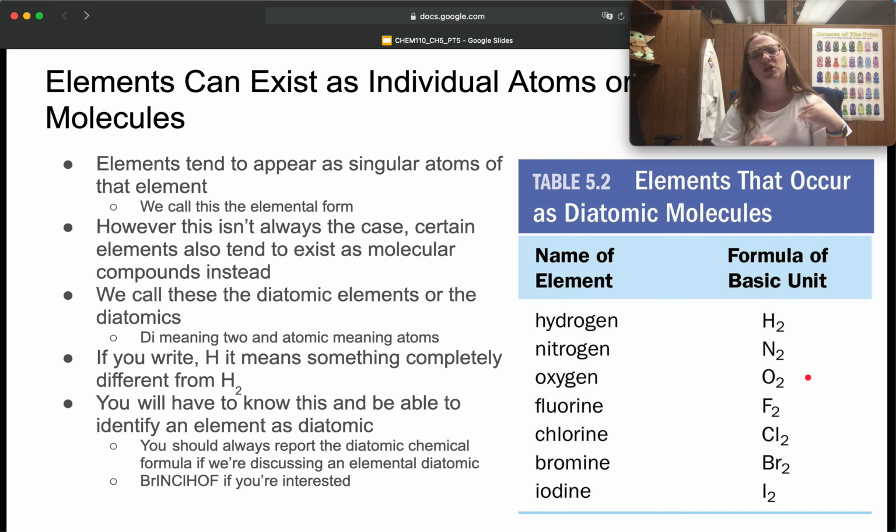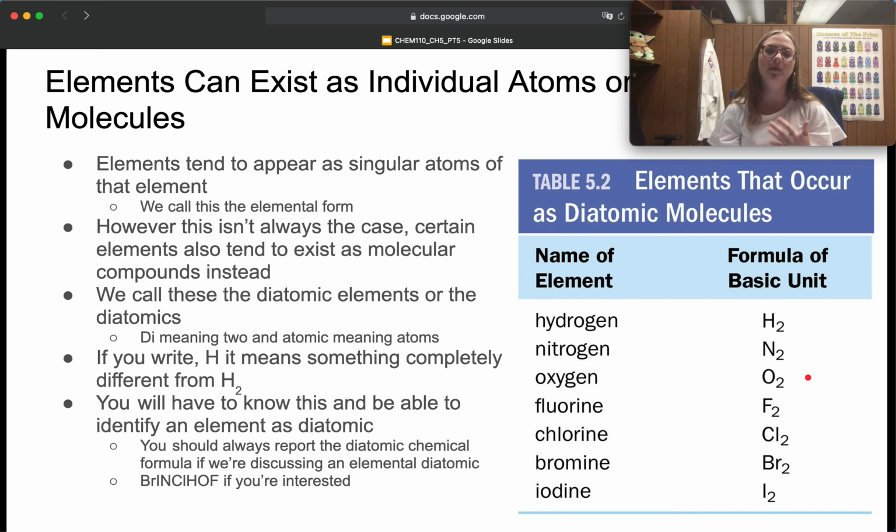Elements, when we're looking at the periodic table, can exist in one of two ways, okay? They might be just individual atoms hanging out, how we expect elements to be, what you might picture in your head, just individual little dots of something hanging out. We would call this the elemental form. However, that elemental form of specific atoms isn't always just one atom hanging out.